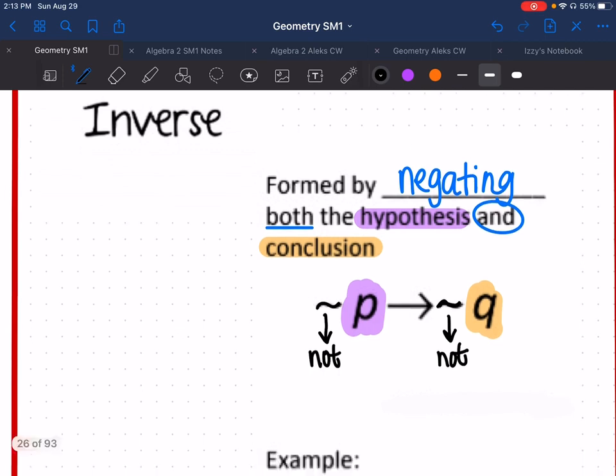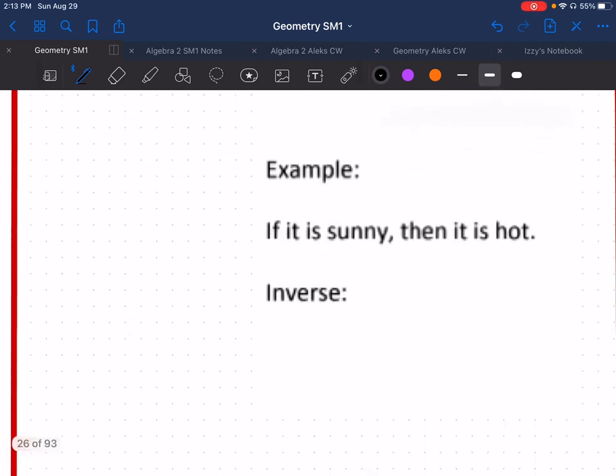Okay, so let's go ahead and take a look at our example. If it is sunny, then it is hot. Let's go ahead and identify our hypothesis and conclusion. That's what you always want to do first. Remember, the colors just help you to do that. It slows you down a little bit and it helps you to read, okay? So if it is sunny, there is my hypothesis. Then here's my conclusion. It is hot.